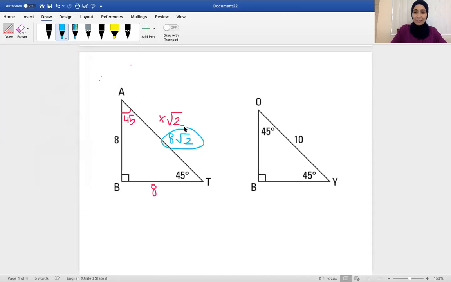So let's do our last triangle here. What do we have? They give us the hypotenuse, which is 10. Now what do we know about the hypotenuse? This 10 is equal to x radical 2. So what should we do here to get our x? How can we solve this? Let's solve this here. We can divide both sides by radical 2.